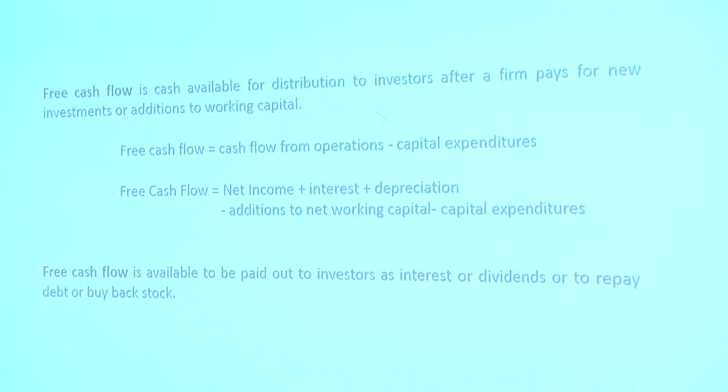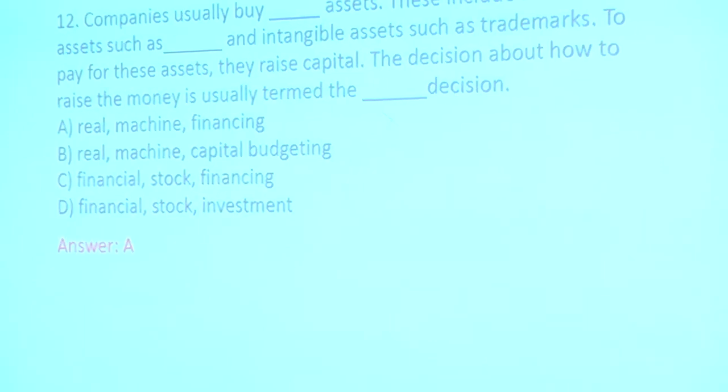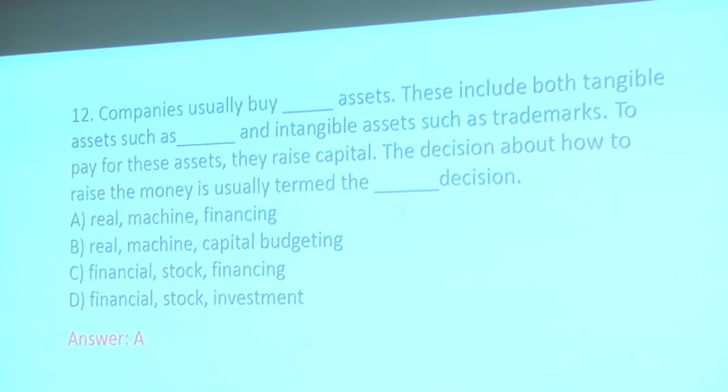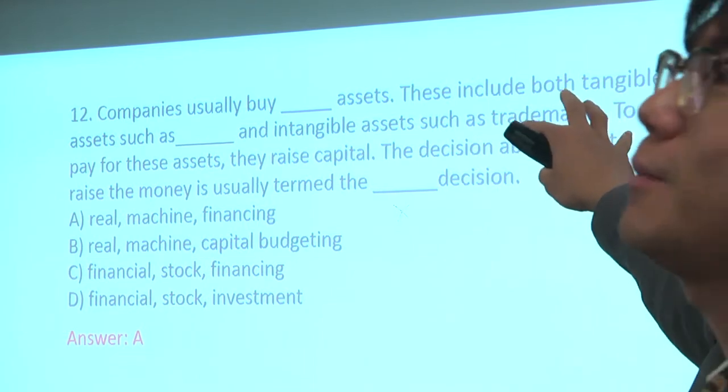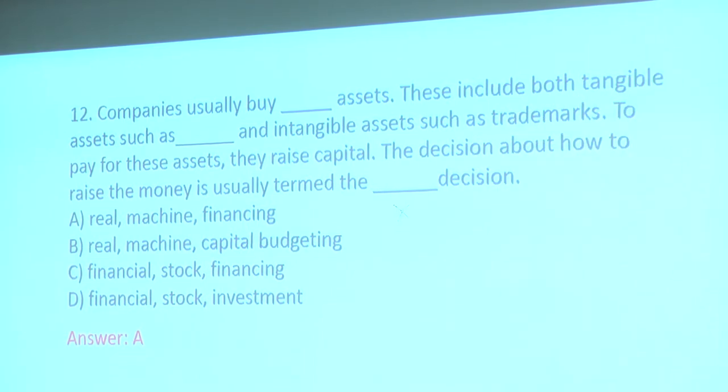All right, so let's see some questions. We're on question 12. Companies usually buy what? Real assets. These include both tangible assets such as what? Machines, great. And intangible assets such as trademarks, patents, goodwill. To pay for these assets, they raise capital. The decision about how to raise money is usually termed as what?